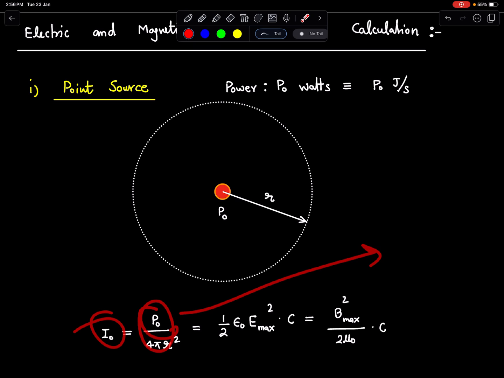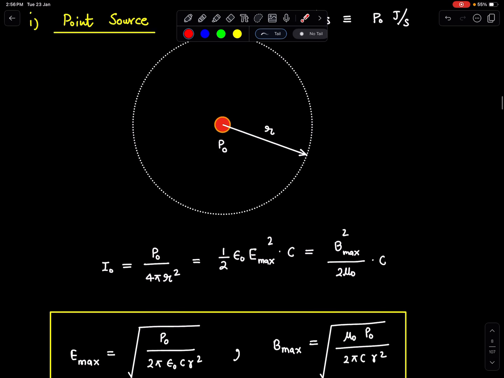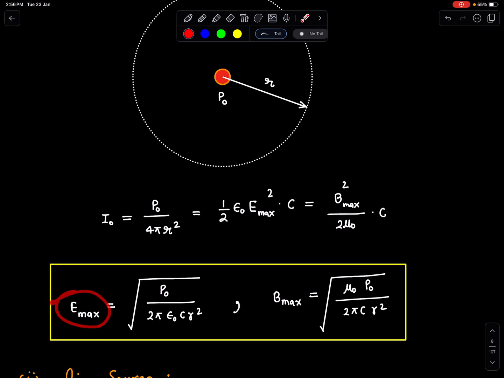We know already that at a distance of R, intensity becomes power per unit area that is normal to the surface, P naught by 4 pi R square. If you simplify, we can calculate these amplitudes. All you need is to substitute the values. Numerical data can come. It has come in the past. It can come in future also.